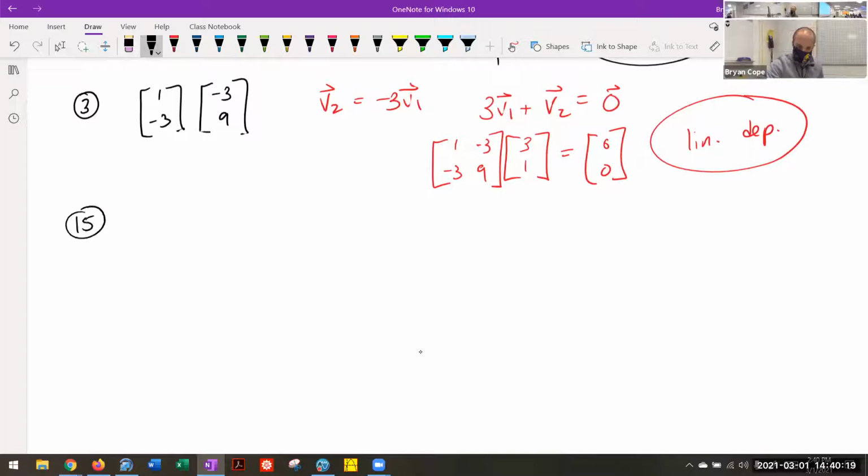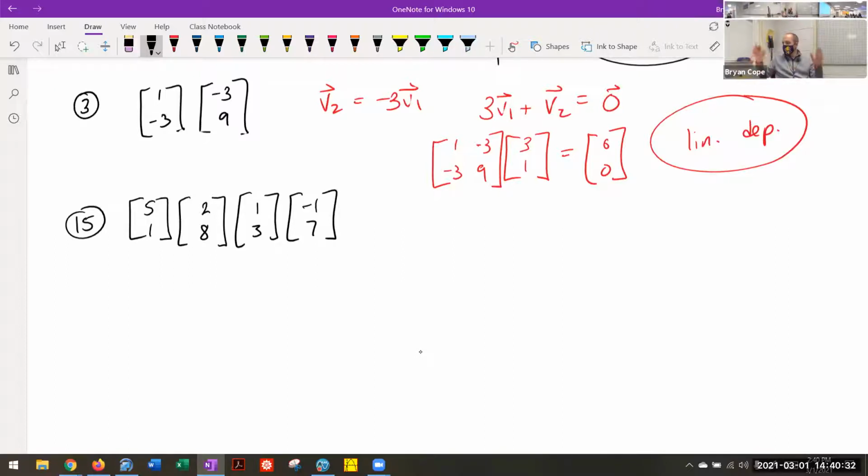So 15 gives you the vectors 5, 1, 2, 8, 1, 3, and -1, 7. So I'll just take a volunteer. I don't want to pick on someone if they don't know. Is this independent or dependent? Are you asking the online people? No, just them. You guys just sit and think for a second. I think it's dependent because there are 2 free columns.